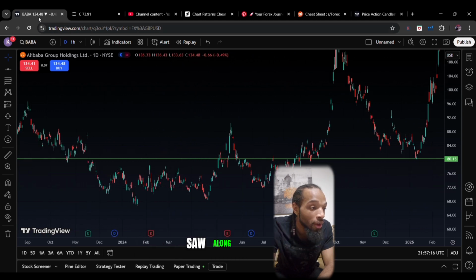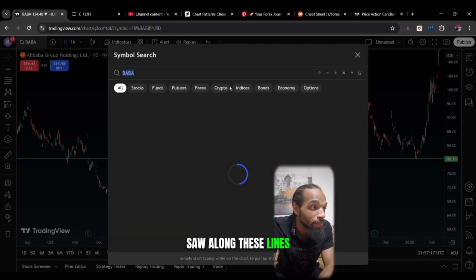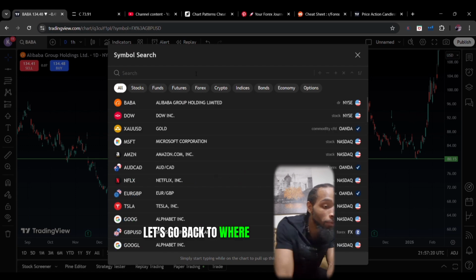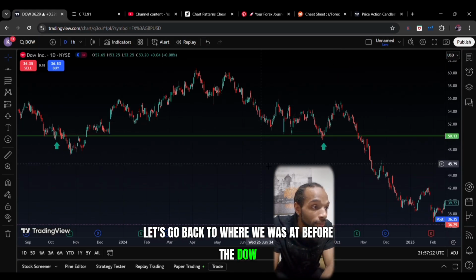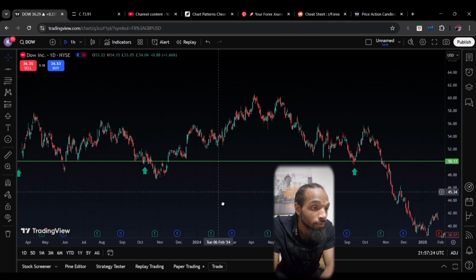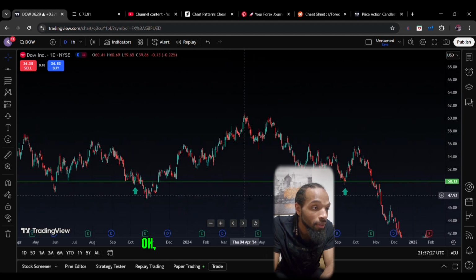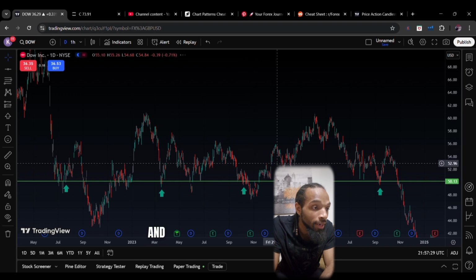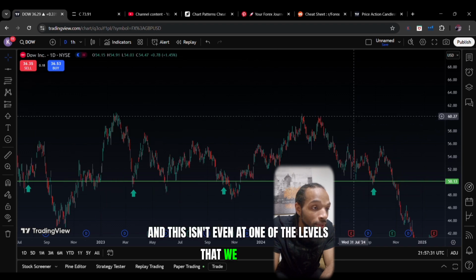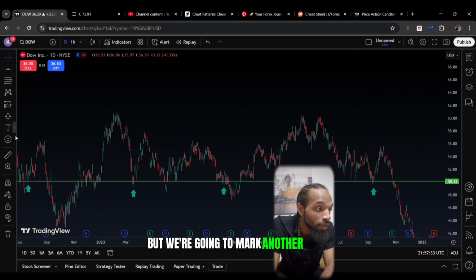So now let's go back and see if we can remember any of those formations that we saw along these lines. Let's go back to where we was at before, the Dow. Okay. Oh, look, I can already see one right here. And this isn't even at one of the levels that we marked, but we're going to mark another level.